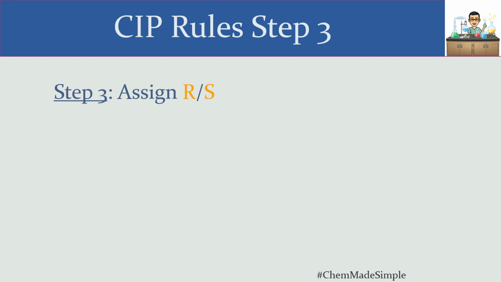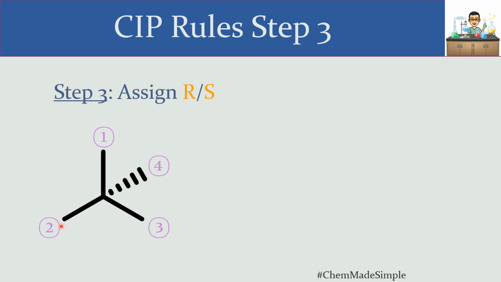In step 3, we're going to assign whether the orientation is R or S. And because we're taking the steps backwards, I'm going to assume that we've already figured out which one's priority 1, 2, 3, or 4, and that we already have priority 4 in the back. So now we're taking a look at a molecule. We've already determined that this one's priority 1, this attachment's priority 2, this attachment's priority 3, and that attachment 4 is in the back. So how do you assign R and S based on that?